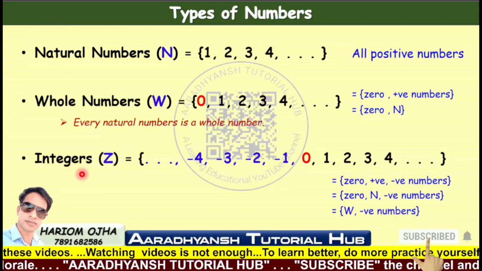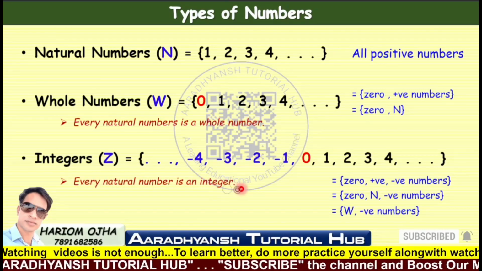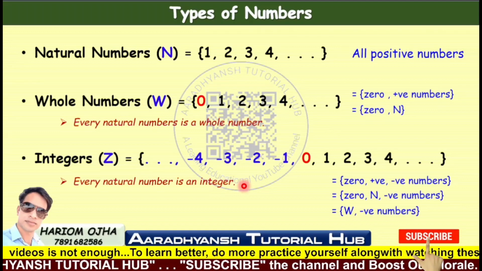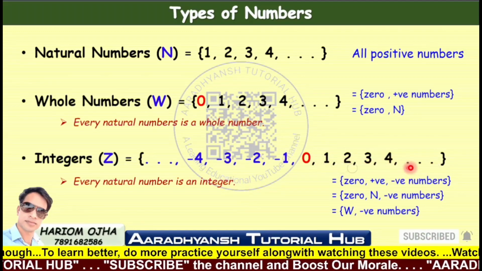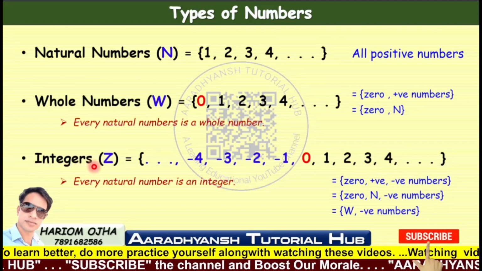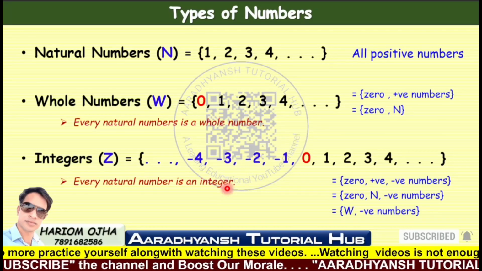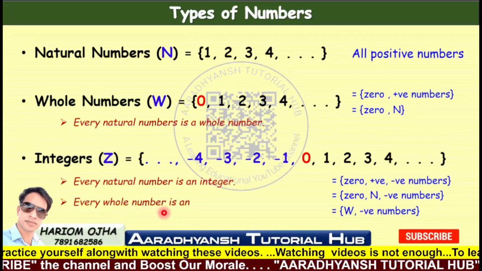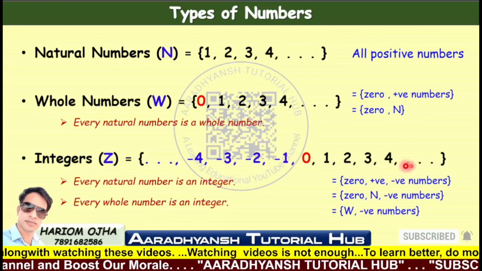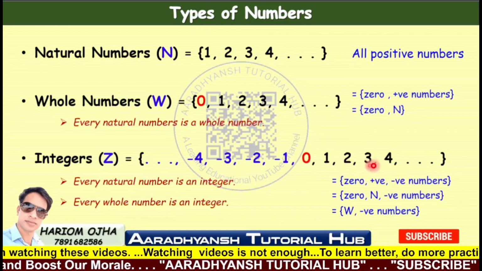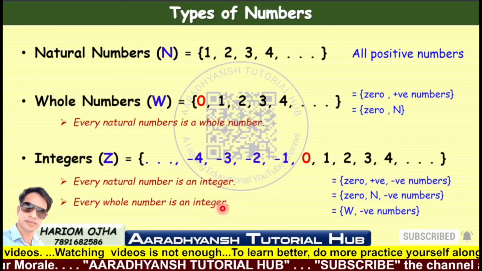So we can conclude some points like this. Every natural number is an integer. These are natural numbers from 1 to infinity, and they are a part of the integers. Similarly, every whole number is an integer. From 0 to infinity, these are whole numbers, so every whole number is an integer.